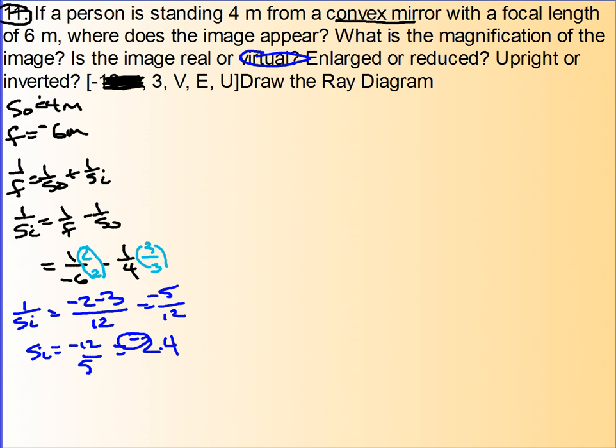Let me go into magnification. Magnification is minus SI over SO. So it's minus negative 2.4 divided by, what was my object, 4? So negative times negative gives me a positive. So it's going to be positive. 2.4 divided by 4 is 0.6. Now, because my magnification is positive, I know it's upright.